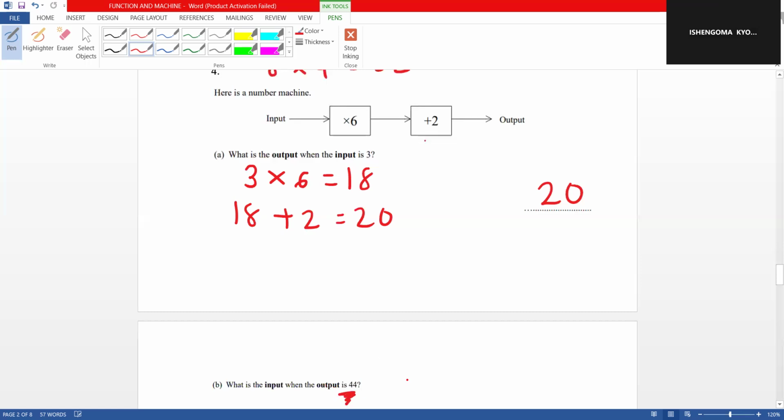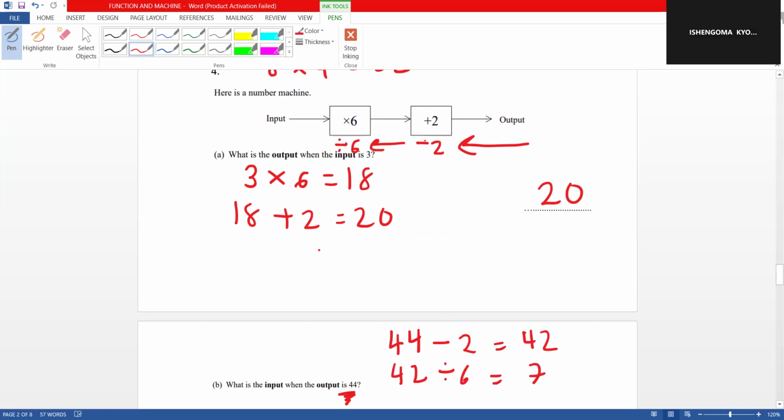B says, find input when the output is 44. So if I have my output, remember, I have to do the opposite. And the opposite of the last act is -2. That gives me 42. Then after getting 42, I go back to the machine and I have to do the opposite of the first act, which was times 6. So now I will divide. So when I divide by 6, I get 7. So it means my 7 will be my official input because I was given output as 44.